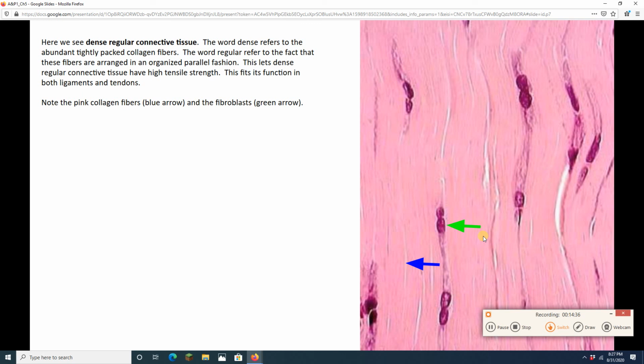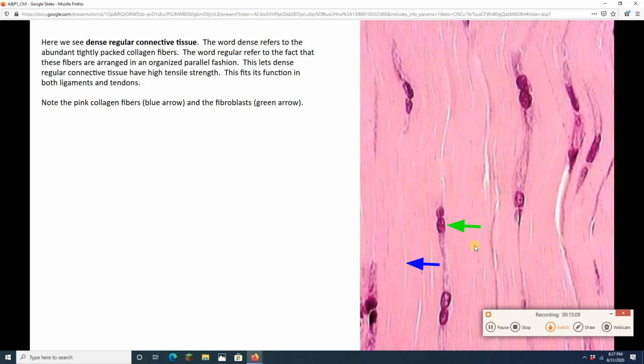And what we have here is our first dense connective tissue. If this is our first dense connective tissue, then the other 2 kind of must have been loose, right? Now, the word dense refers to the packing of fibers. This tissue is going to be dense with fibers. Adipose tissue wasn't dense with fibers because it did not have a lot of matrix.